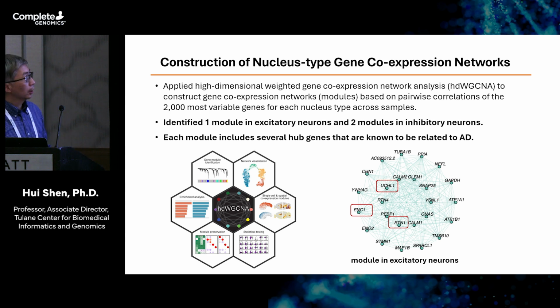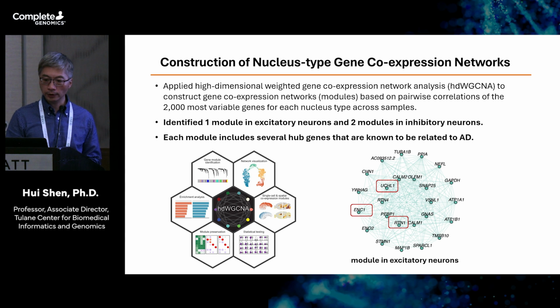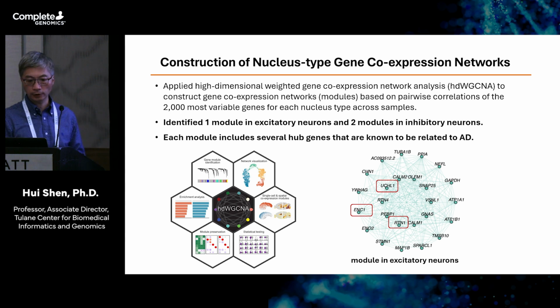In addition to these concentric circle analyses, we also performed gene co-expression network analysis, because we know that genes normally do not function in isolation. They actually collaborate with each other in those networks. So we first performed the so-called weighted gene co-expression network analysis, or in short WGCNA, to construct the gene co-expression networks, also called modules.